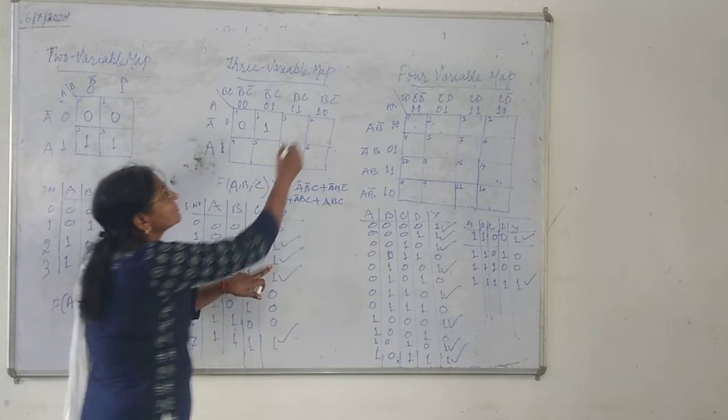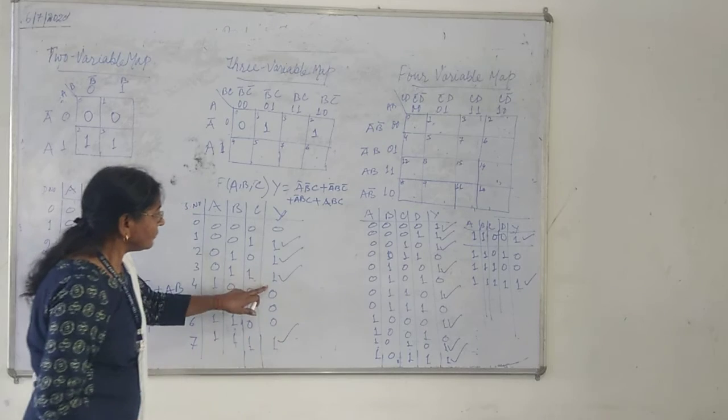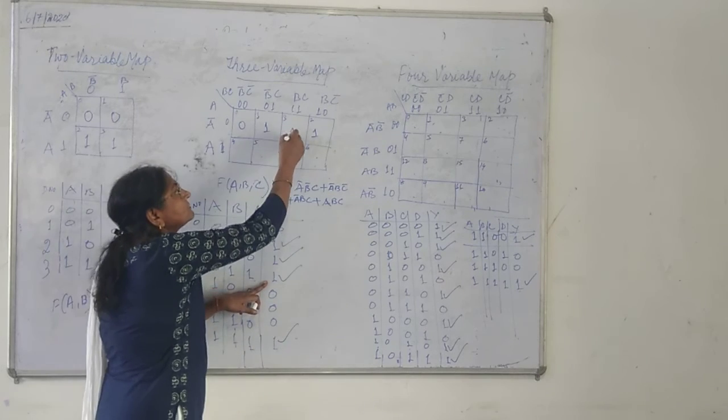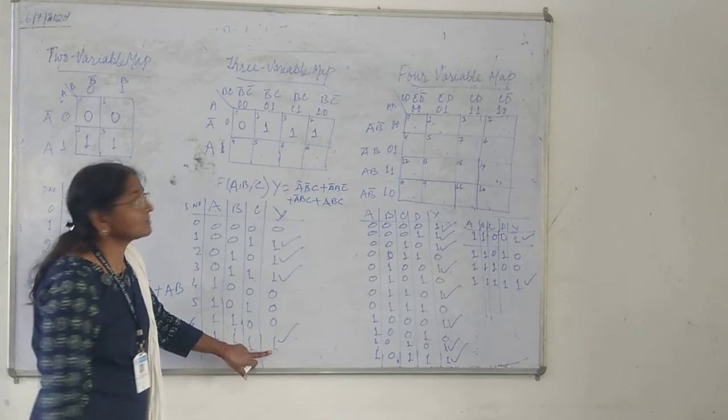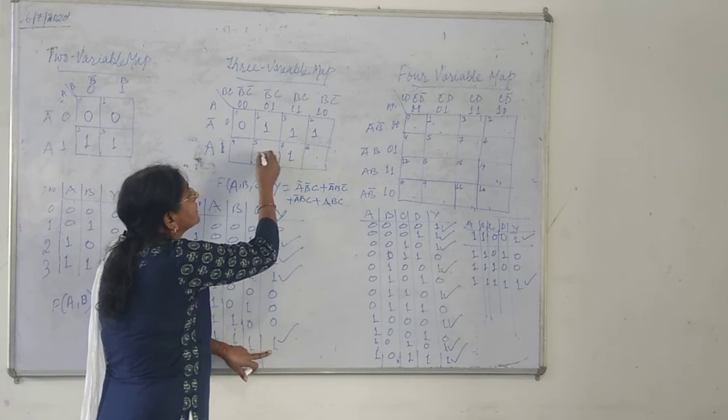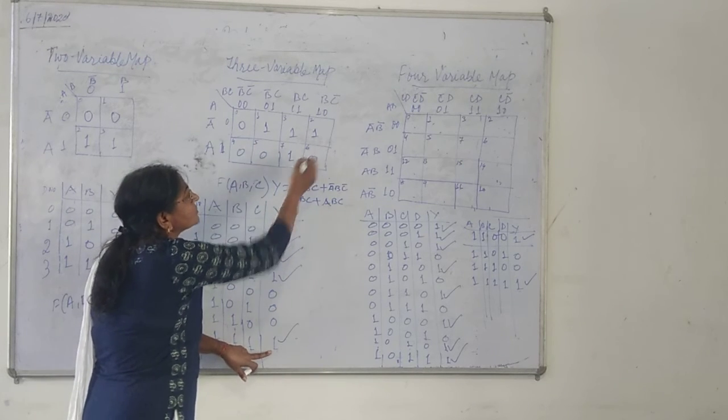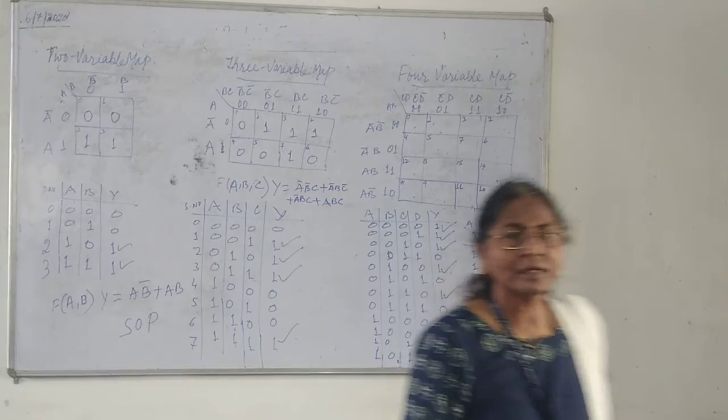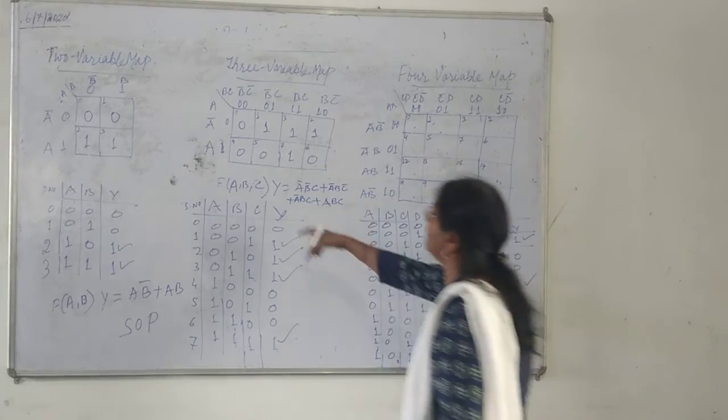For 2 I am getting 1, so here I have put 1. For 3 I am getting 1, so here I have put 1. And for 7 I am getting 1, so here I have put 1. And in the remaining cases I am getting 0. Okay, so this table is changed into that.